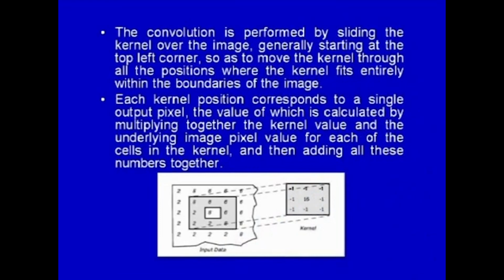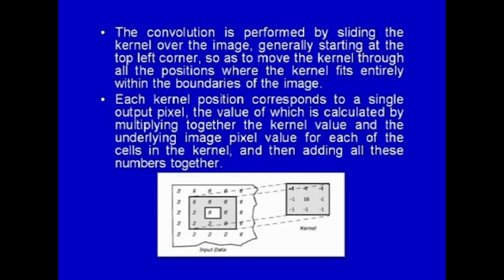The convolution is performed by sliding the kernel over the image, generally starting at the top left corner, so as to move the kernel through all the positions where the kernel fits entirely within the boundaries of the image. Each kernel position corresponds to a single output pixel, the value of which is calculated by multiplying together the kernel value and the underlying image pixel value for each of the cells in the kernel and then adding all these numbers together.